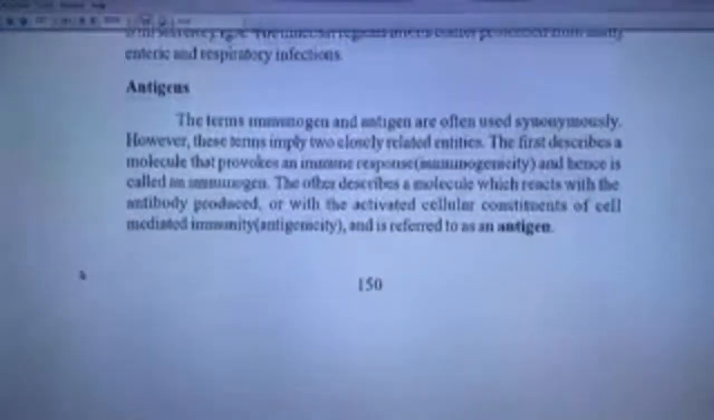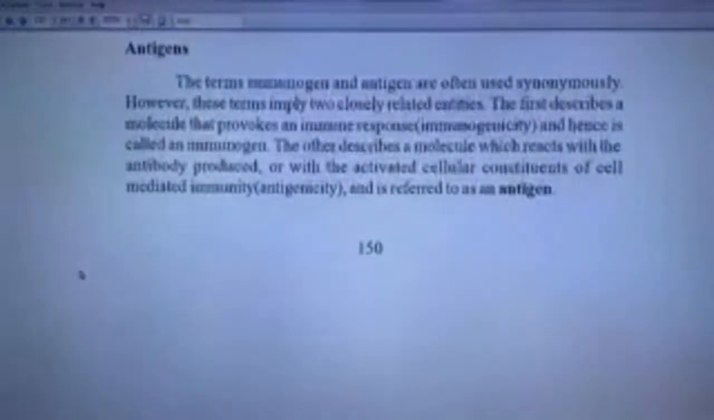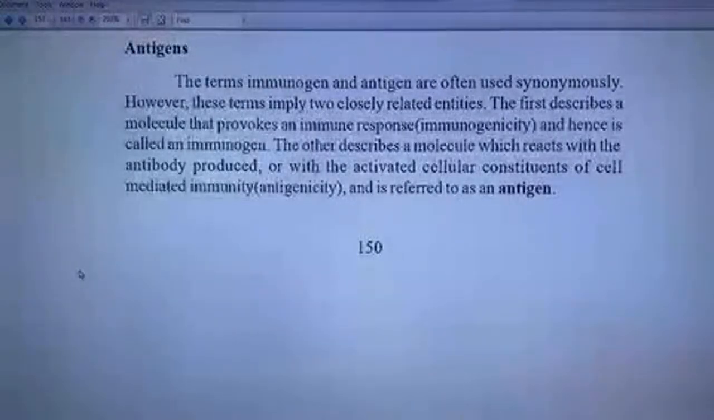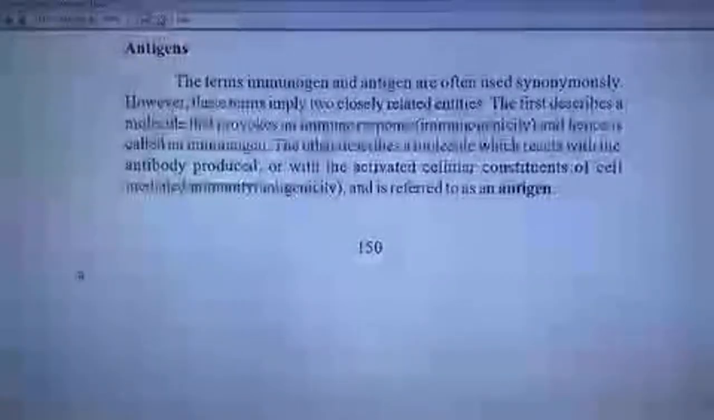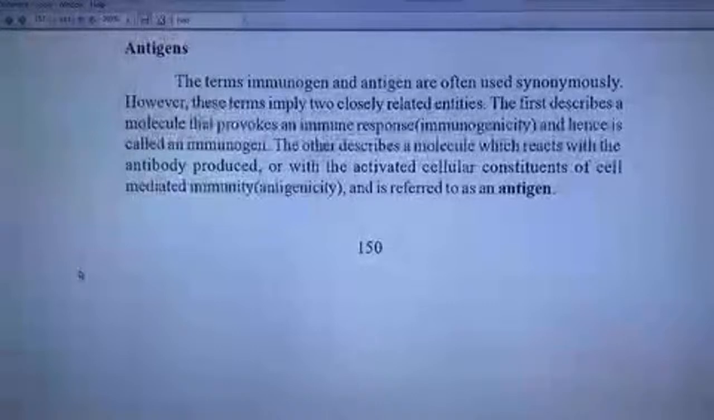Antigens. The terms immunogen and antigen are often used synonymously. However, these terms describe two closely related entities. The first describes a molecule that provokes an immune response and hence is called an immunogen. The other describes a molecule which reacts with the antibody produced or with the activated cellular constituents of cell-mediated immunity, and is referred to as an antigen.